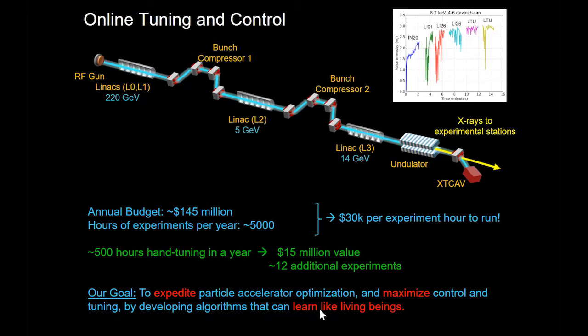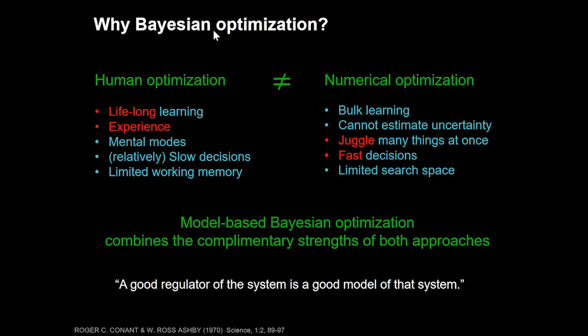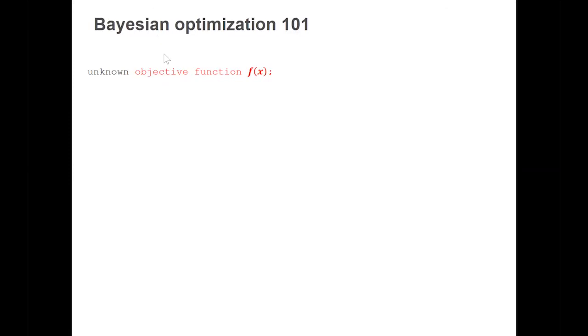And when I talk about learning like living beings, I talk about Bayesian optimization. So why did we choose Bayesian methods? On the one hand, we have human optimization, where we are lifelong learners. We learn from experience, but sometimes we suffer from mental modes and we make relatively slow decisions. On the other side, we have numerical optimization, which can learn in bulks of data, juggle many things at once and make fast decisions. So by combining the strengths of human optimization and numerical optimization, we introduced the model-based Bayesian optimizers. The reason that we use model-based is because a good regulator of a system is a good model of that system. So let's have a quick refresher about Bayesian optimization.